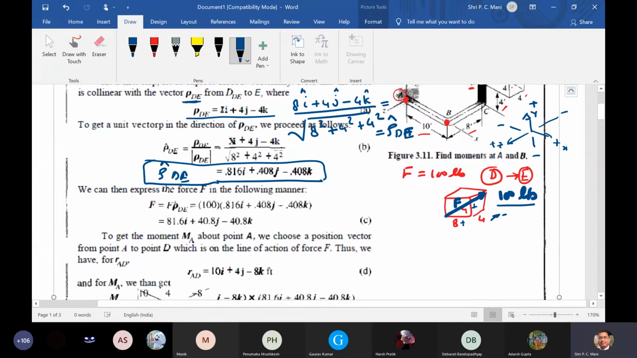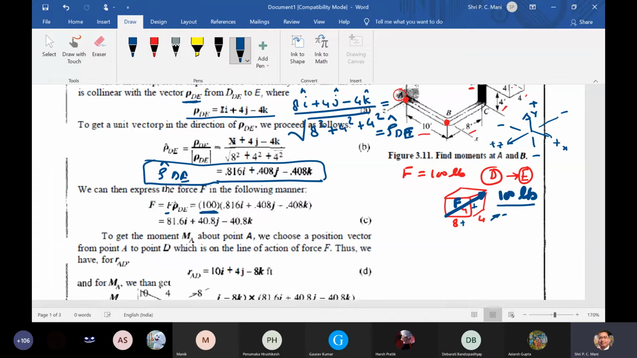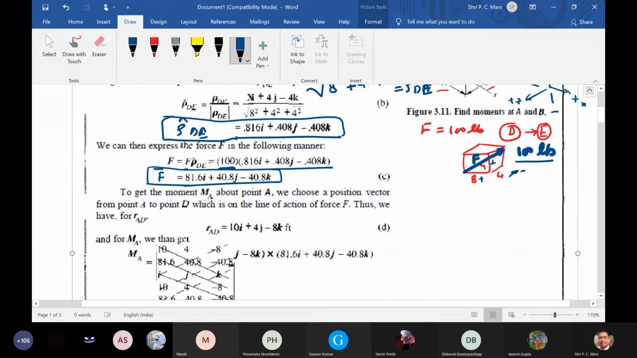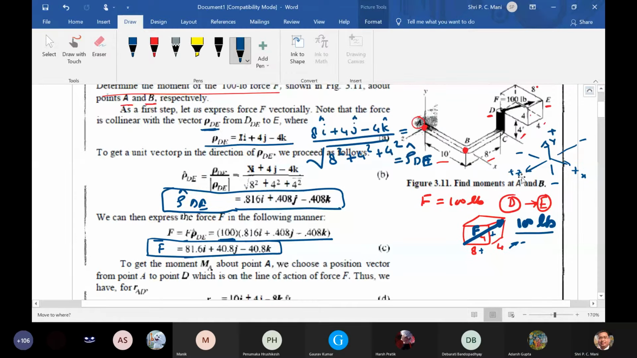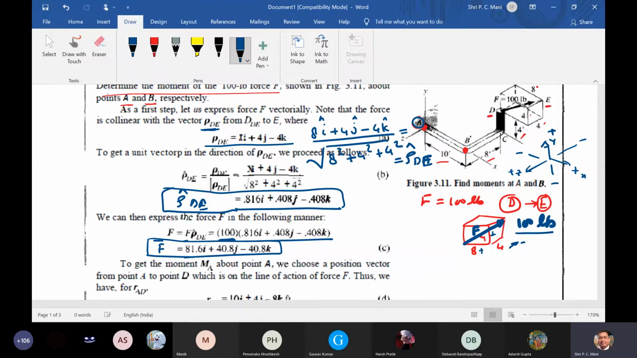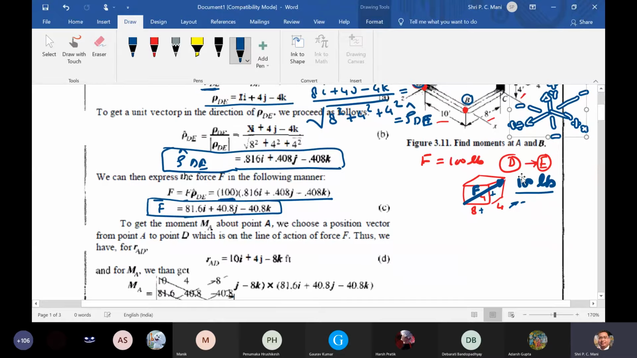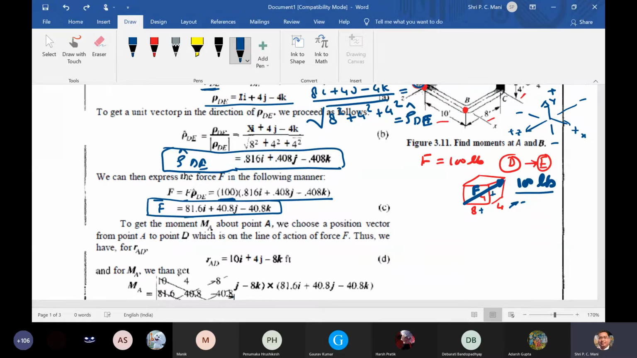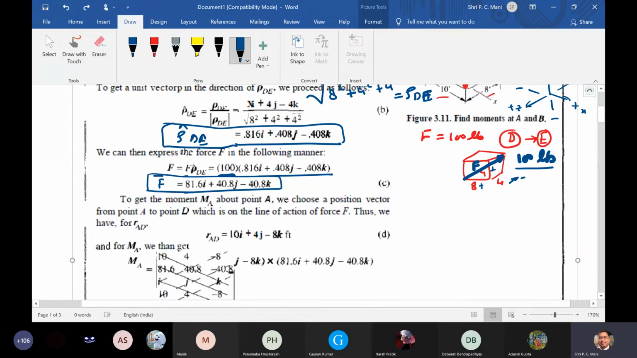Now if you multiply this by the given value, 100 lb, that will give you the force vector. This is the force vector, clear. Now there are two points about which you want to get the moment. The first one is point A, the second one is point B.